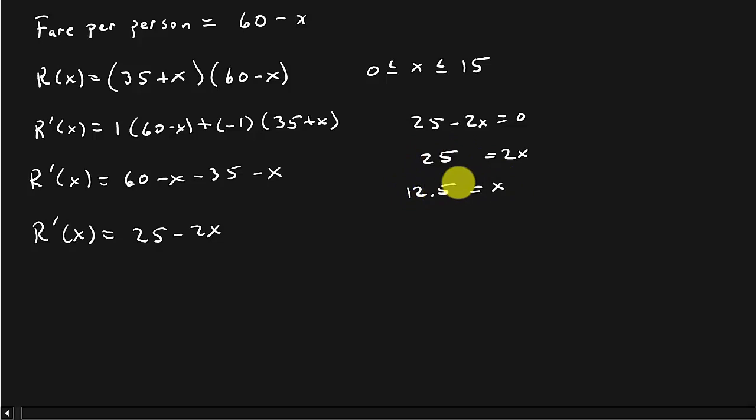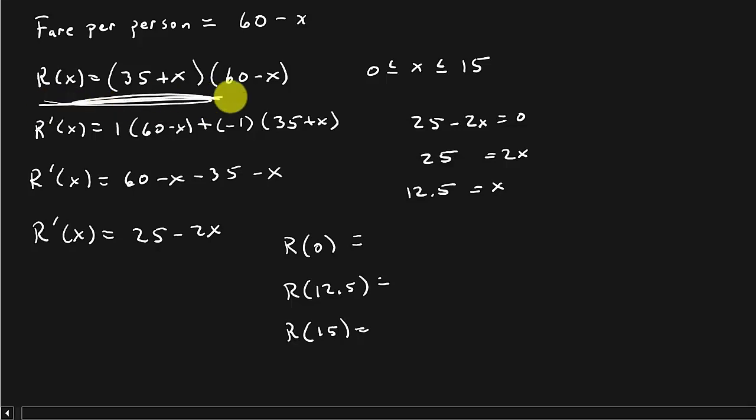All right, so we've got to test the revenue at 0, 12.5, and 15. Okay, at the x value and the endpoints, and we're going to plug each of those into our revenue function, into this one right here. And so when we do that, we get 2,100.